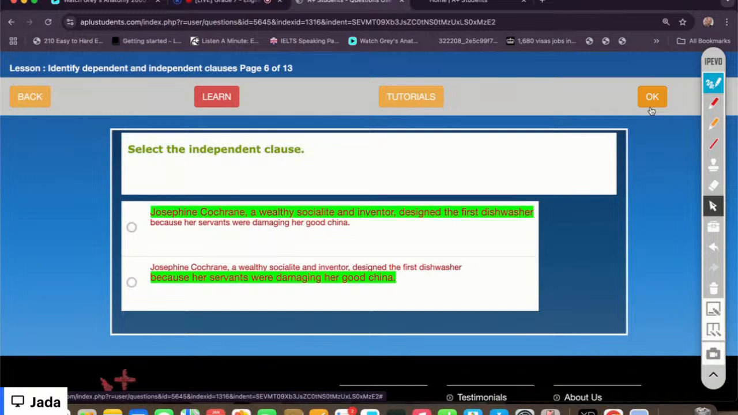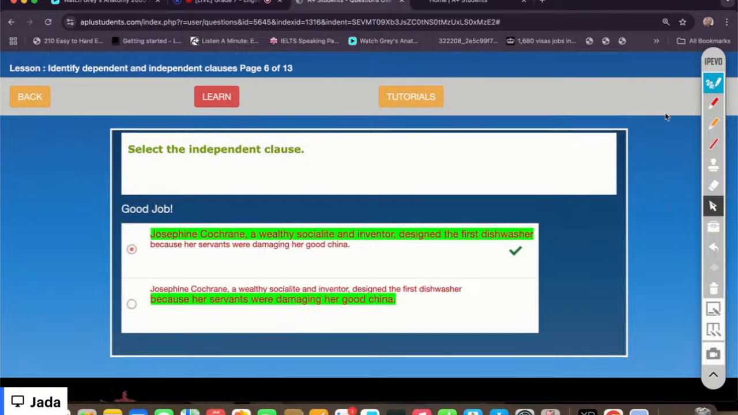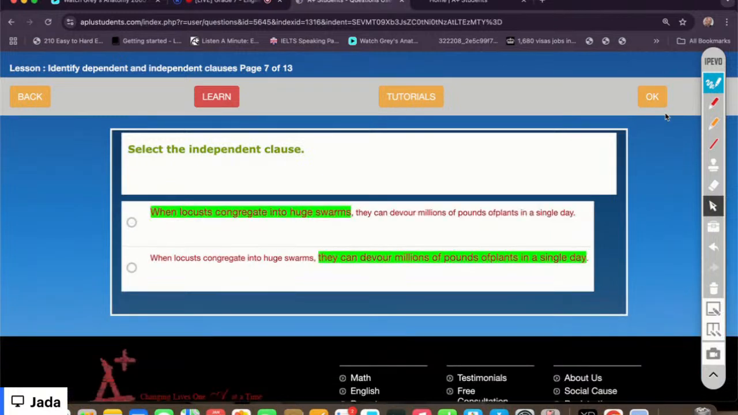Okay. So the second one says because, but the second one, because, is a subordinating conjunction, and it's asking for independent, so it has to be the first. Okay. So we have independent clause here as well.